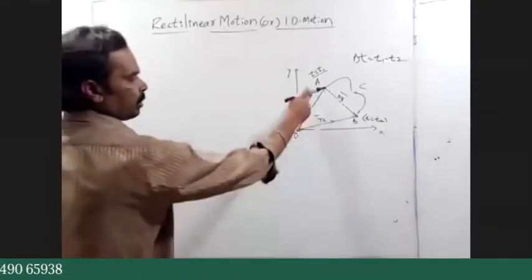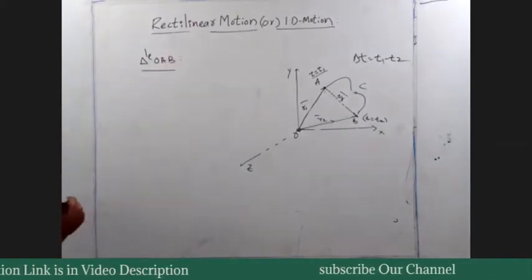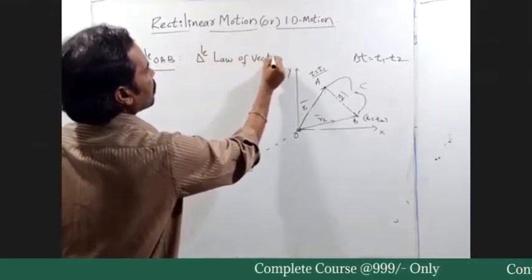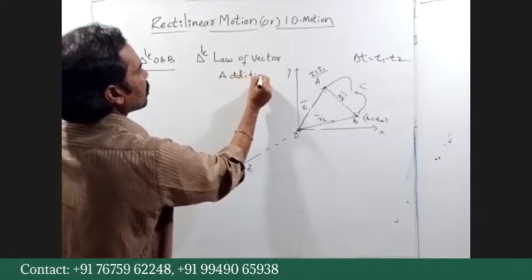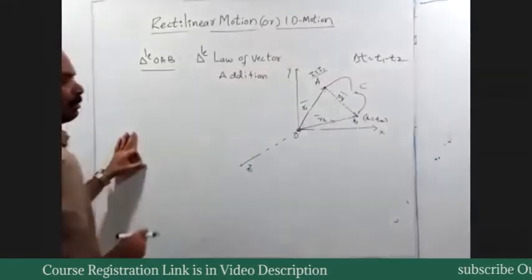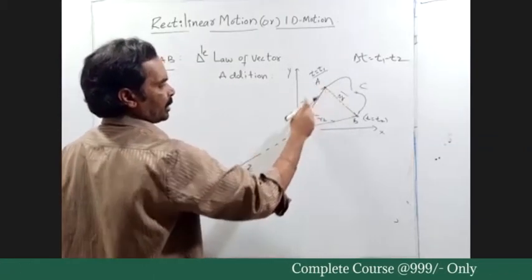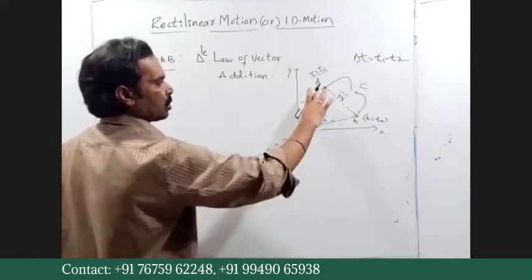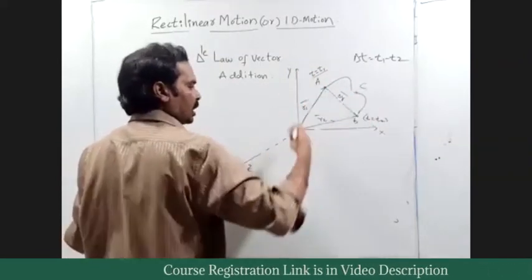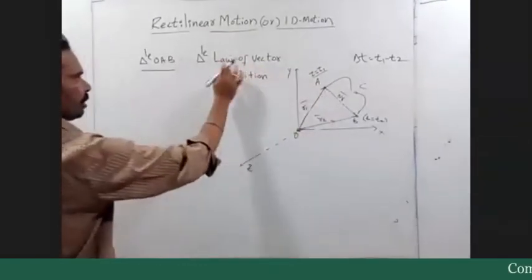Now for the triangle OAB, we are going to apply the triangle law of vector addition. For any triangle, two sides, here side OA indicates r1 bar and side AB indicates delta r bar, represent two vectors in this order, clockwise order. Then the third side in reverse order, anti-clockwise order, OB bar, indicates the third vector. So for this triangle, I apply the triangle law of vector addition.